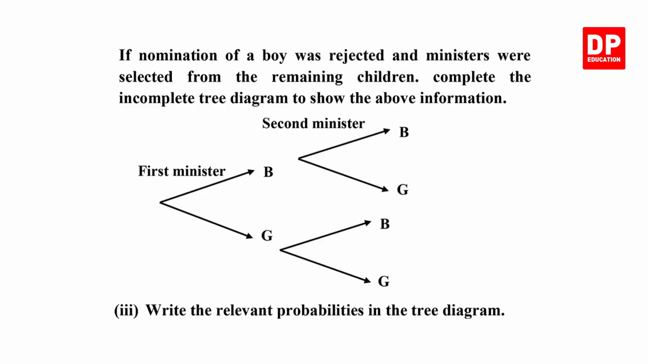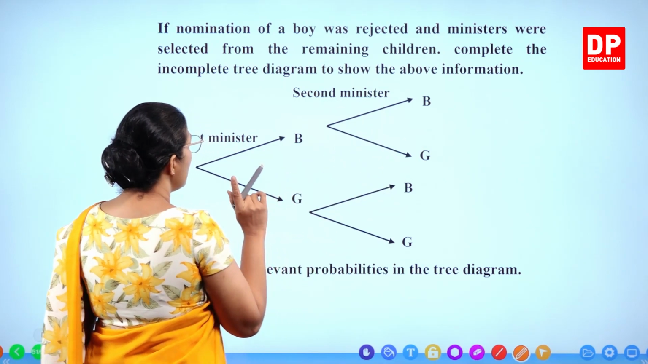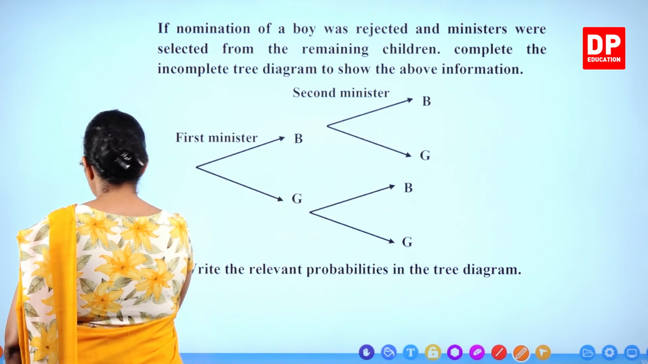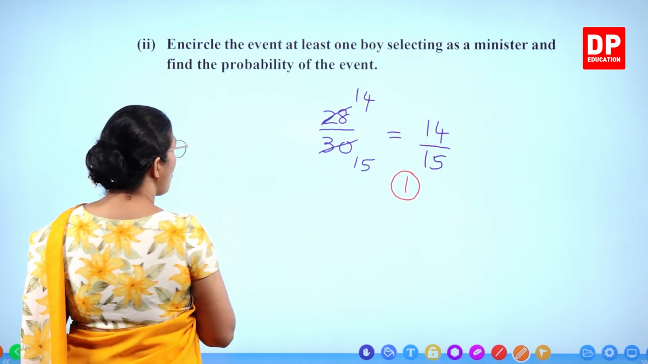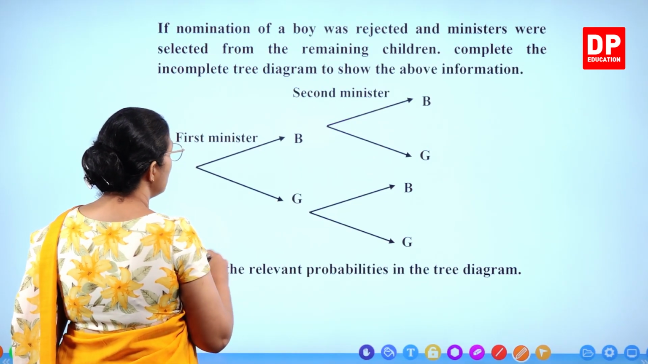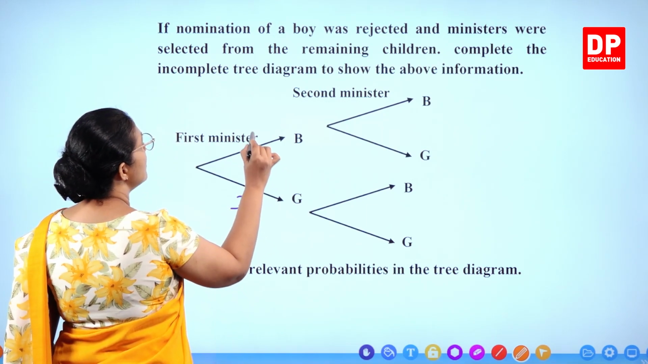And the next one, if nomination of a boy was rejected. So one boy got rejected and the ministers were selected from the remaining children. Complete the incomplete tree diagram to show the above information. First minister can be boy, girl. Second minister also boy, girl. Now how many boys are there? One boy got rejected, so 3 boys and 2 girls now. So altogether 5. Out of 5, 2 girls and out of 5, 3 boys.